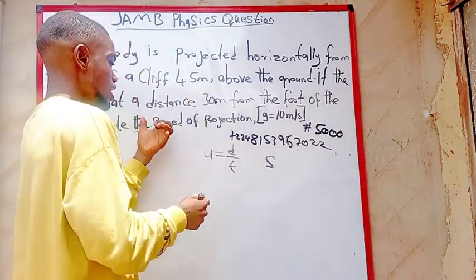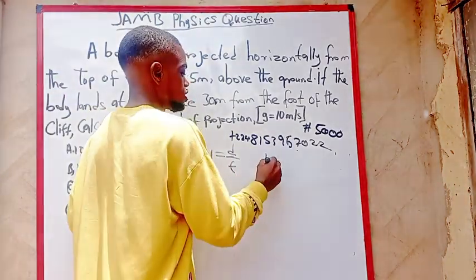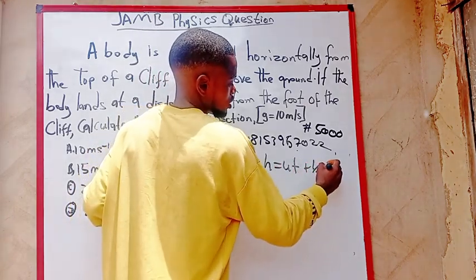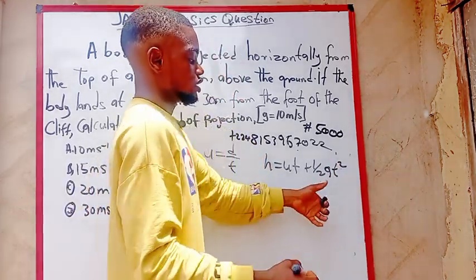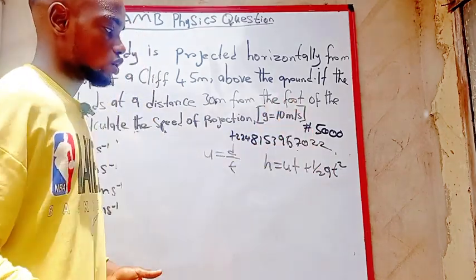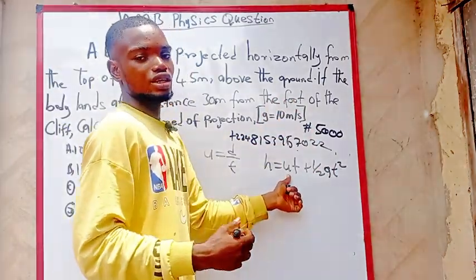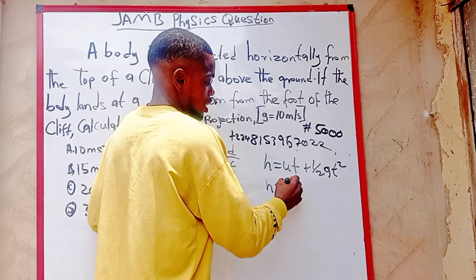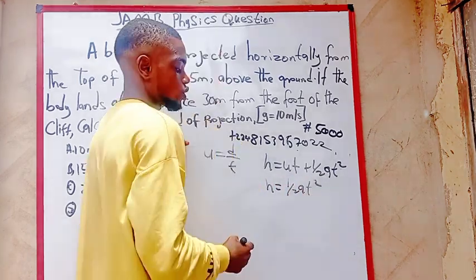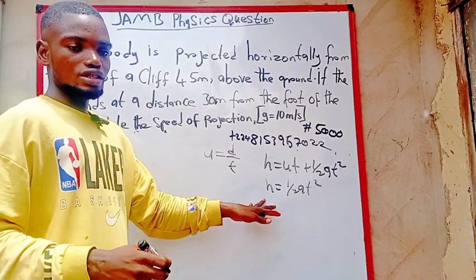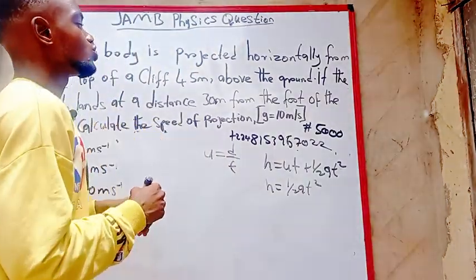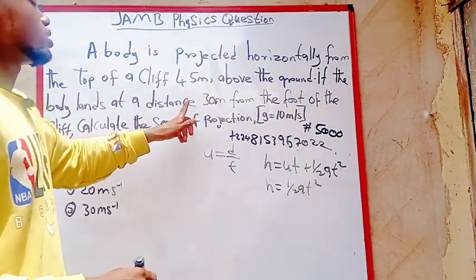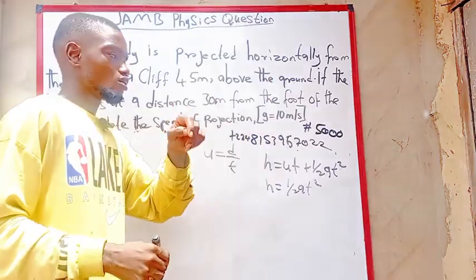But now, since we are talking about height, which is a cliff, we are going to use h equals ut plus half gt squared. The g is there because it is acceleration due to what? Gravity. Now, u is the initial velocity, and since it is not known yet, we call it 0. We now have half gt squared. In this, we are not going to use the distance the ball lands at, because they say that the ball lands at a distance of 30 meters from the foot of the cliff. We're not going to use this one.